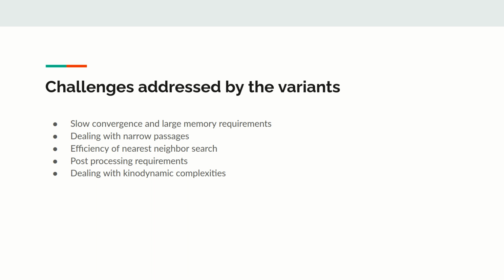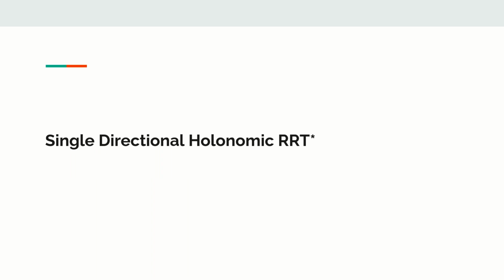Narrow passages are also a nightmare for RRT star. The samples have to be correctly sampled for the tree to expand into the narrow passage. Other than that, the efficiency of the nearest neighbor search, post-processing requirements, and dealing with kinodynamic complexities are some of the issues that we will be seeing in this paper. There are 3 different classifications of RRT star variants, and single directional holonomic RRT star is one of them.